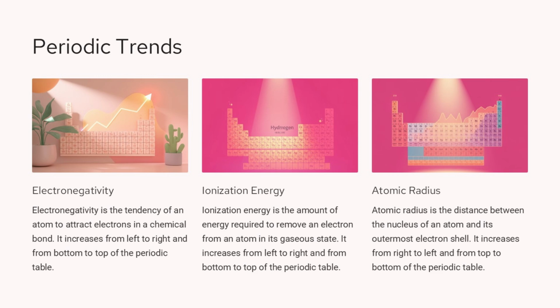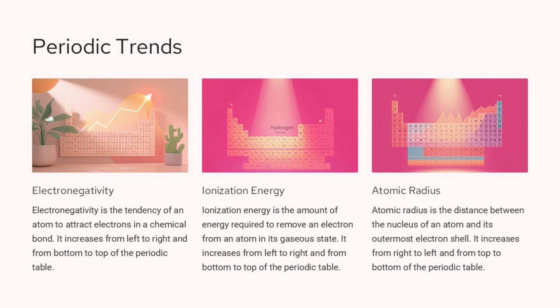Electronegativity is the ability of an atom to attract electrons in a chemical bond. It increases from left to right and bottom to top of the periodic table. Ionization energy is the energy required to remove an electron from an atom. It also increases from left to right and bottom to top.